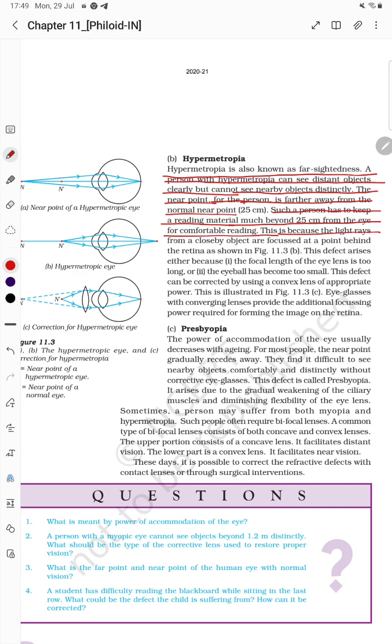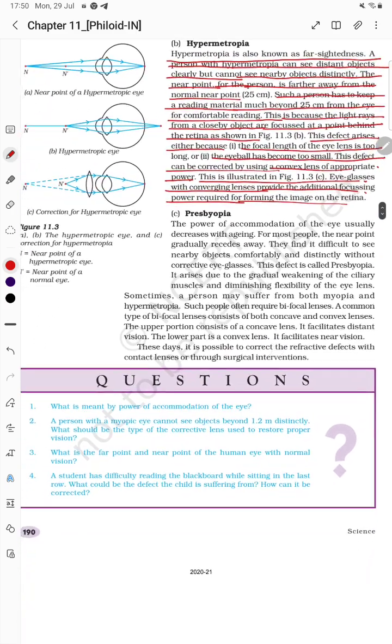This is because the rays from a closely placed object are focused at a point behind the retina, as shown. This defect arises either because the focal length of the eye lens is too long or the eyeball has become too small. This defect can be corrected by using a convex lens of appropriate power. This is illustrated. Eyeglasses with a converging lens provide the additional focusing power required for forming the image on the retina.